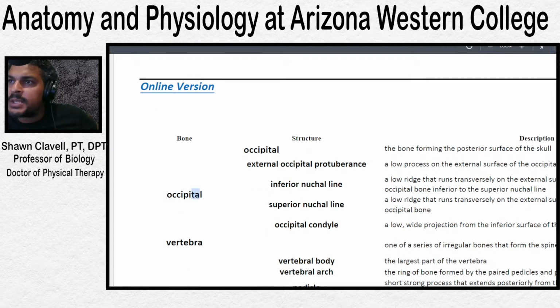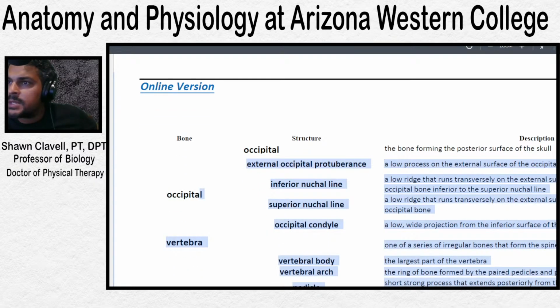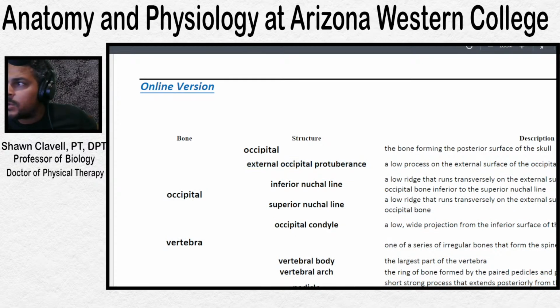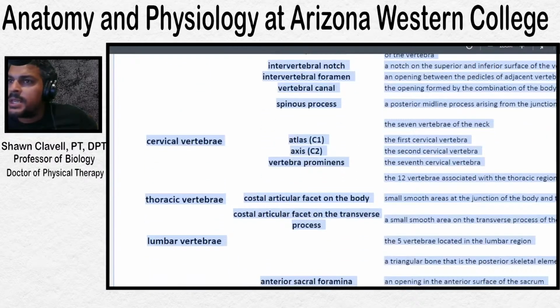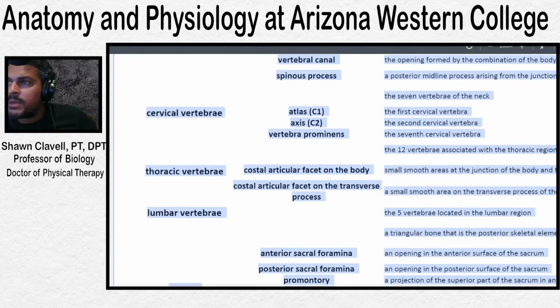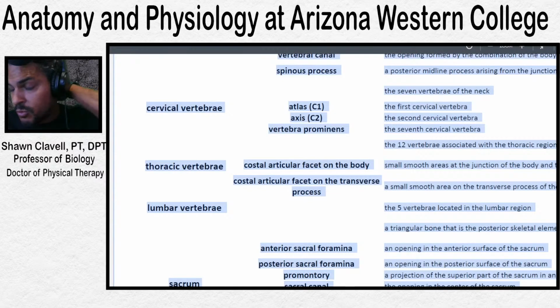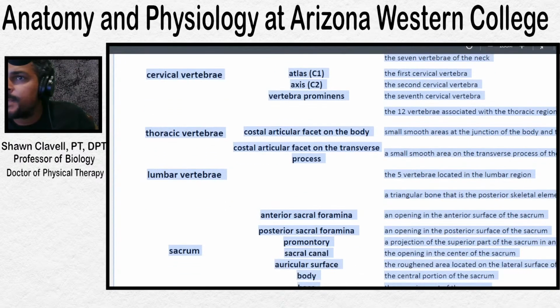There's the bone, the occipital bone here. So there is the external occipital protuberance. It's a little process. The inferior nuchal line, right? The vertebrae, the vertebral body. Like you'll see here, these are the structures: atlas, axis, vertebra prominens, right? The particular seventh cervical vertebra that sticks out a little bit more than the other cervical vertebrae, has a little bit more of a spinous process.